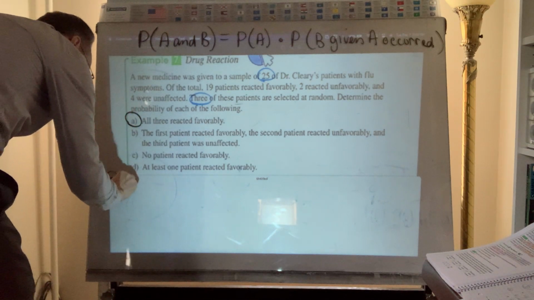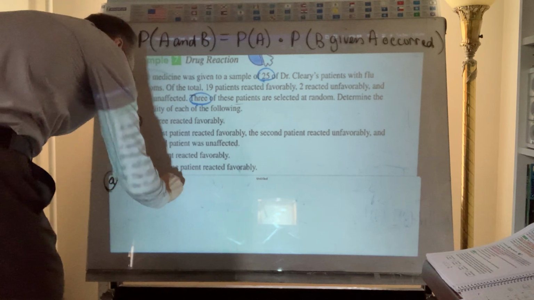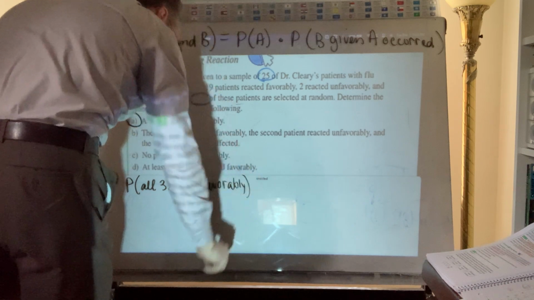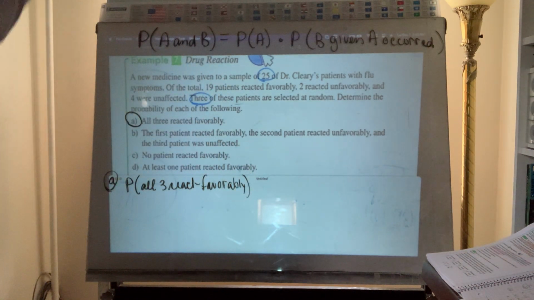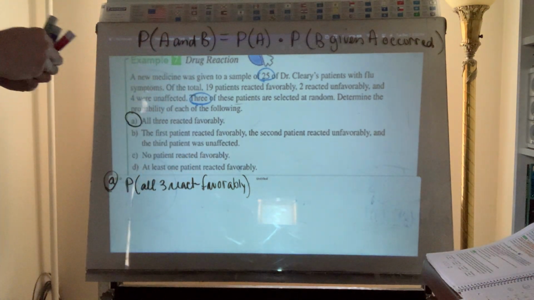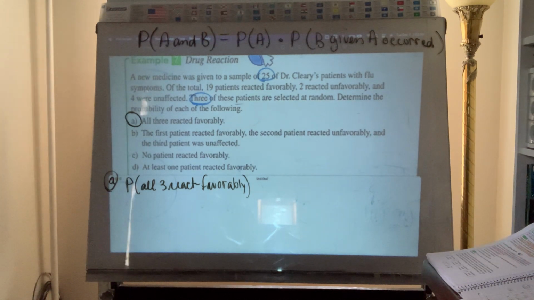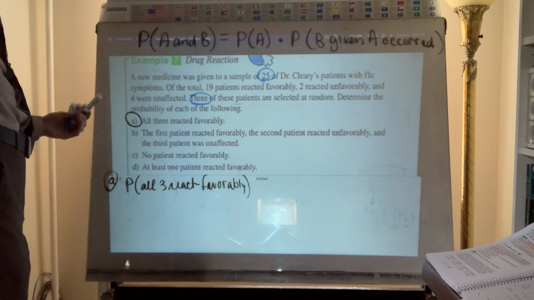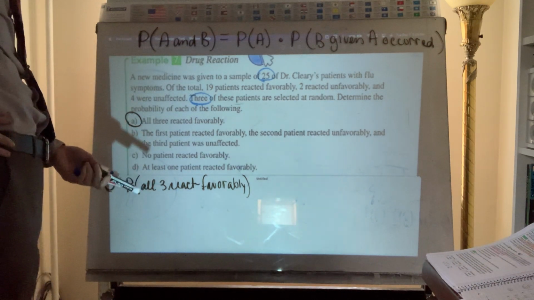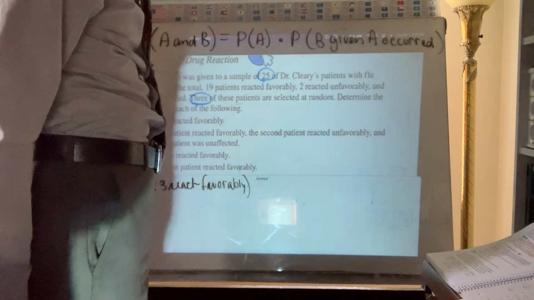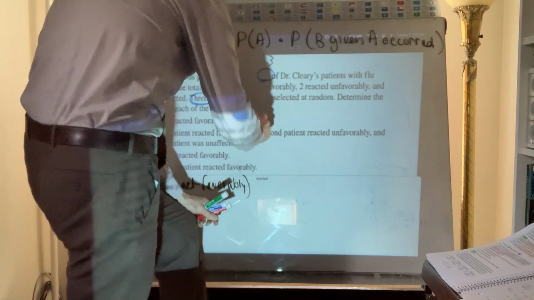So the probability that all 3 react favorably. This is going to involve an ABC situation. And although it is not explicitly stated, it doesn't say with replacement or without replacement. I mean, one would have to assume that when you're randomly selecting people, you're not putting them back in the pool. Right? So this is going to be a dependent situation.